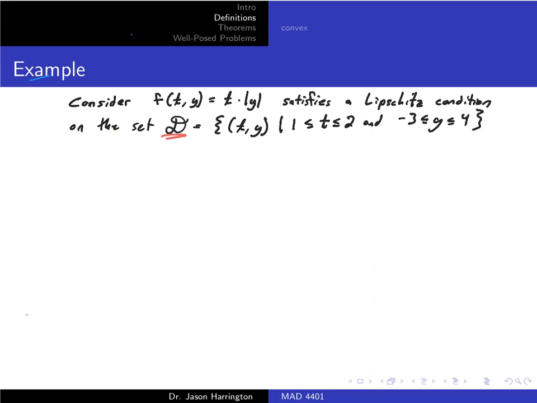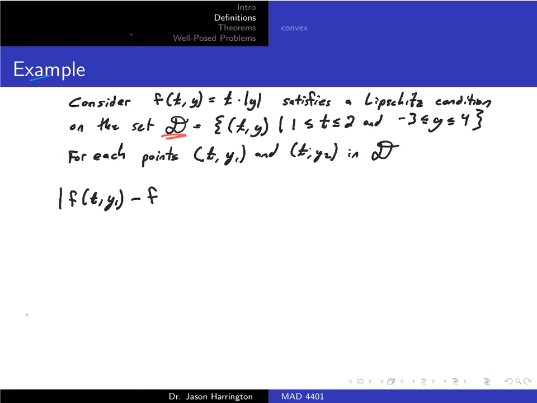Now, what we'll notice is that for each pair of points, I'm going to have t comma y sub 1 and t comma y sub 2 in D. We have the following thing. Let's just try it out. I'm going to have the absolute value of f of t comma y sub 1 minus f of t comma y sub 2. And if I just use the raw definition for that, I'm going to put that and that into the raw definition. That's just going to be t times the absolute value of y sub 1 minus t times the absolute value of y sub 2. Alright, now that, I can factor out both of the t's.